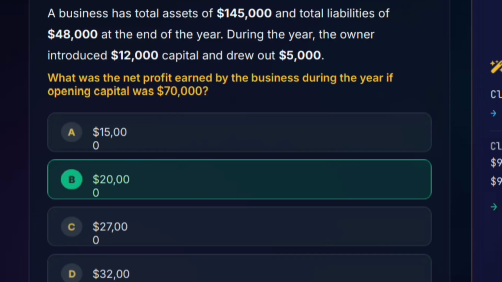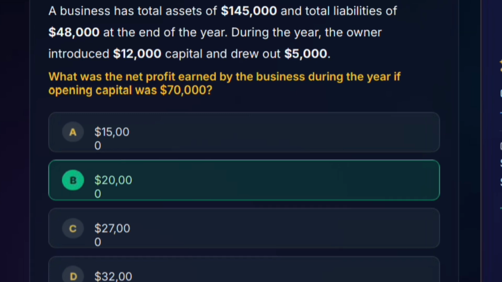Now check out question number 2. A business has total assets of $145,000 and total liabilities of $48,000 at the end of the year. During the year, the owner introduced $12,000 capital and drew out $5,000. What was the net profit earned by the business during the year if opening capital was $70,000? It's a classic numerical problem where students easily get confused. But watch how fast we solve this.